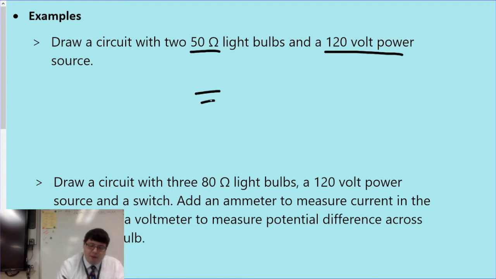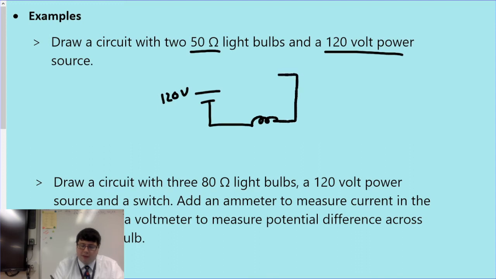So for example, I'm going to draw my 120-volt power source. I'm going to label that as 120 volts. And then I'm going to wire my light bulbs up. Now it doesn't say, you could do this either in series or parallel. Let's do it in series first just so we can see how series circuits work because they're typically a little simpler.